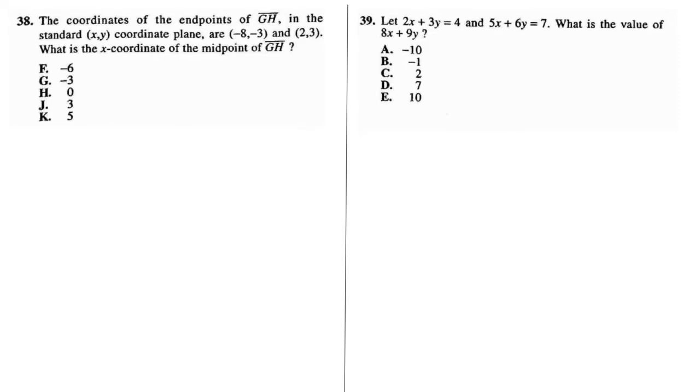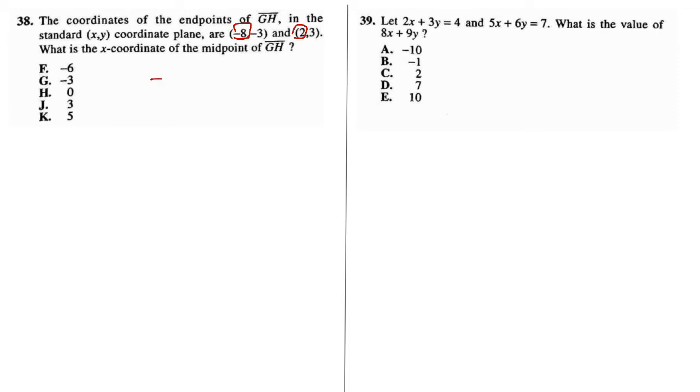The coordinates of the endpoints of GH in the standard form of the coordinate plane are (8, -8) and (-3, 2, 3)... What is the coordinate of the midpoint? So the midpoint is the middle of these. So let's just focus on these two values. I want the middle of that distance.